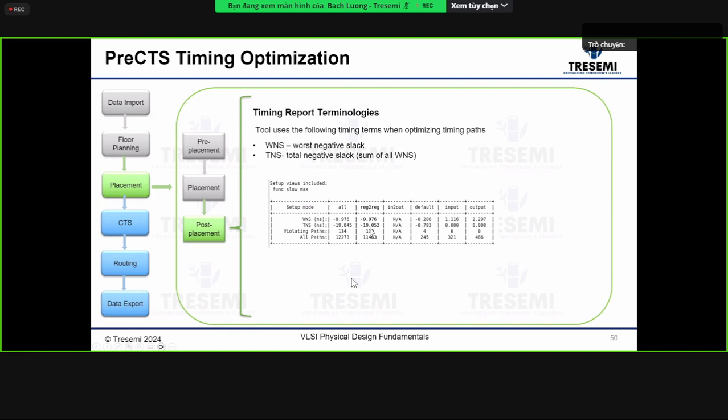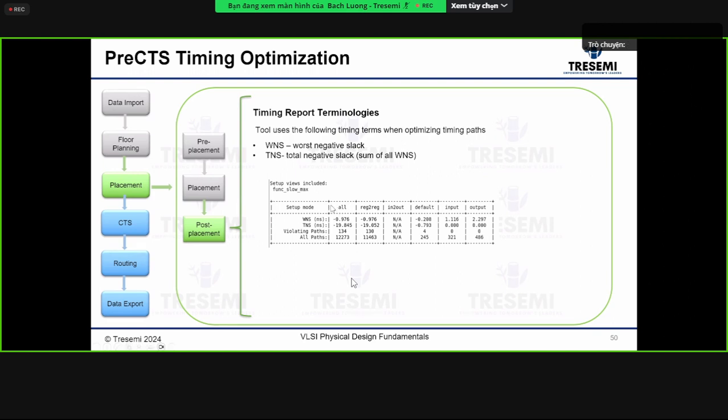So for example, there are 130 violating paths, and you add up all the WNS, then you get this minus 19 nanoseconds. So basically it's a total number. All the paths that violate, all the WNS added together, give you the total negative slack. So if the number of violating paths is small, we expect the TNS to be smaller. If the number of violating paths is big, then we expect the TNS to be big.